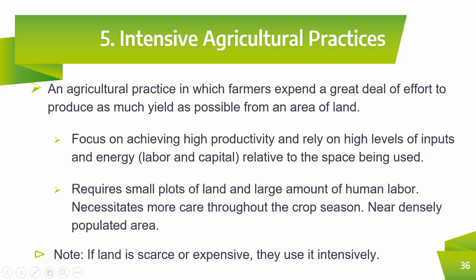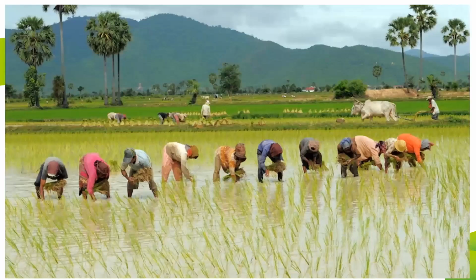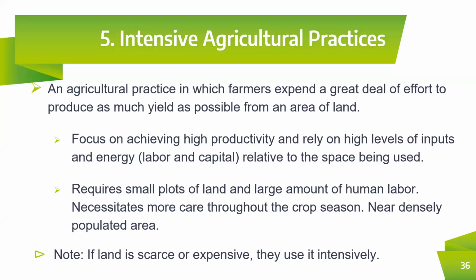So intensive agricultural practices require small plots of land, a large amount of labor, necessitate more care throughout the crop season, and are mainly near densely populated areas. And a quick note for you, if land is scarce or expensive, then you can assume people there might use it intensively. So an example of where you might find intensive agricultural practices: paddy rice farming in Southeast Asia and East Asia. Clearly, pretty labor intensive. Hence the name.